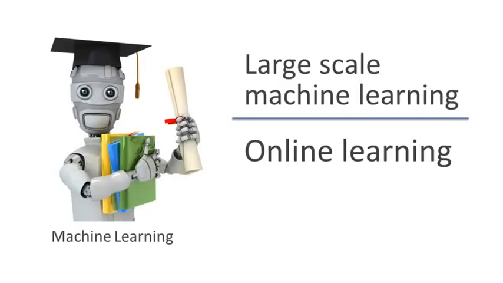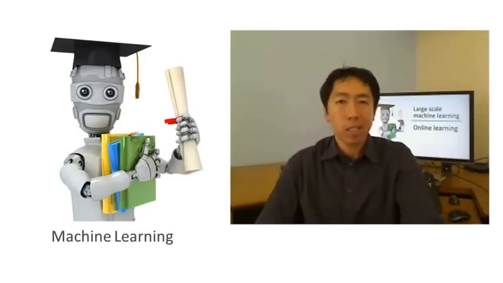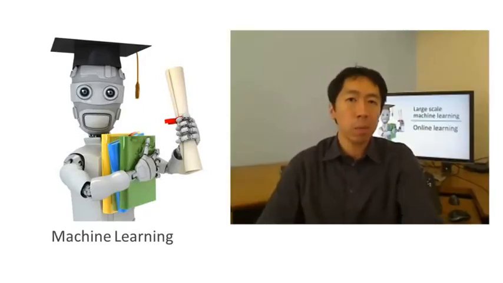In this video, I'd like to talk about a new large-scale machine learning setting called the online learning setting. The online learning setting allows us to model problems where we have a continuous flood or a continuous stream of data coming in, and we would like an algorithm to learn from that.